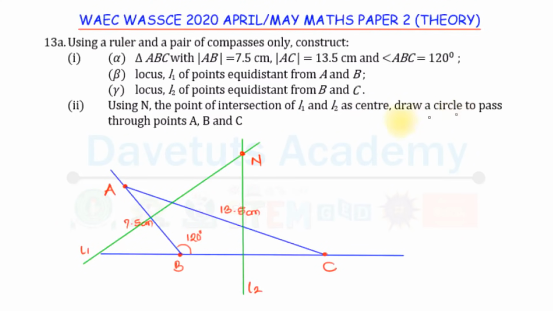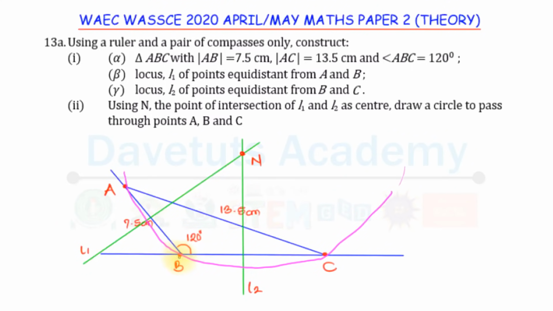Then we are to draw a circle to pass through the points A, B, and C. So that means that from N to any of these vertices of the triangle, it's going to be the radius of that circle we're asked to draw. So the circle will now look something like this. N as the center, then from here, you have something like this. Okay, and then the circle will just continue and go all around like this. So this is what our diagram is going to look like.